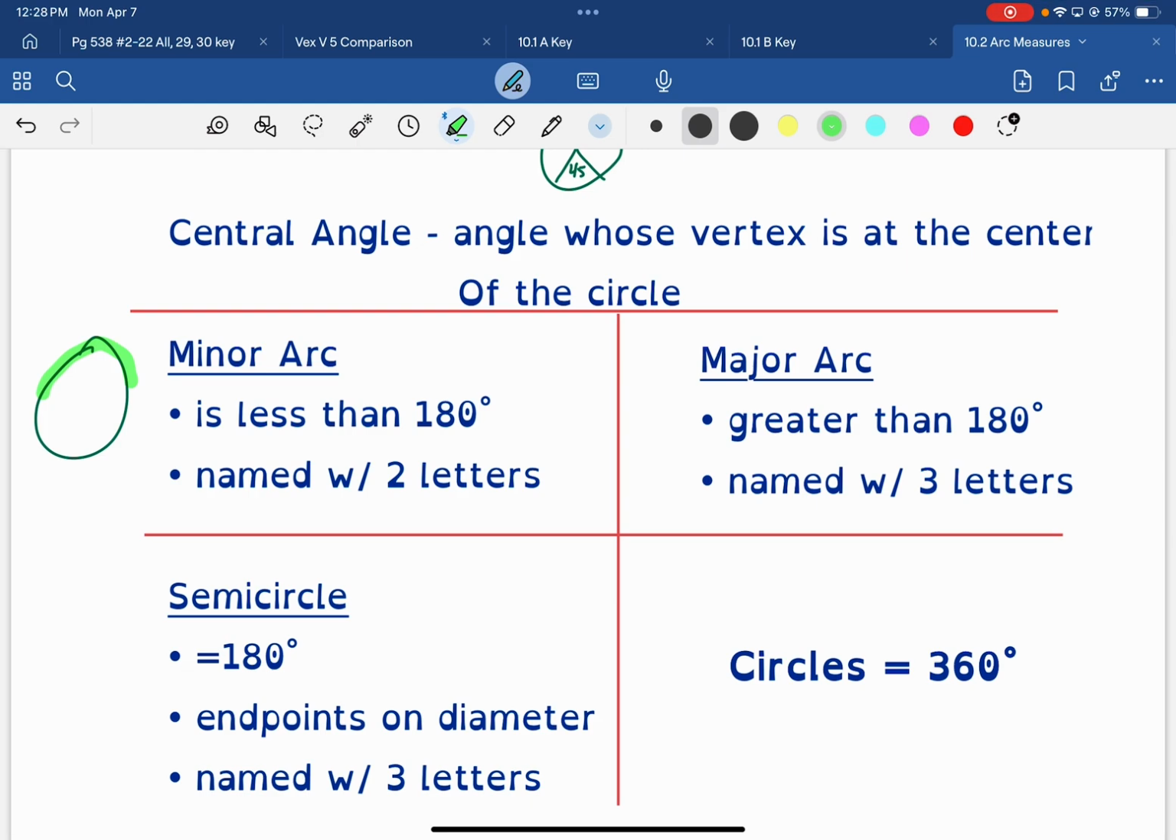Semicircle. What does the word semi mean? Half, right? Okay, so semicircle is half of a circle. Now, on the bottom right, it says circles are total 360 degrees, right? Okay, so like if I got on a bicycle and I jumped a ramp and I spun all the way around, that's 360 degrees, right?